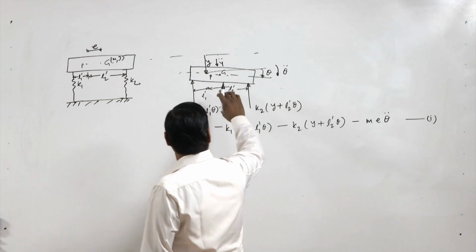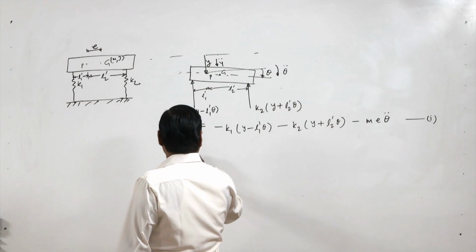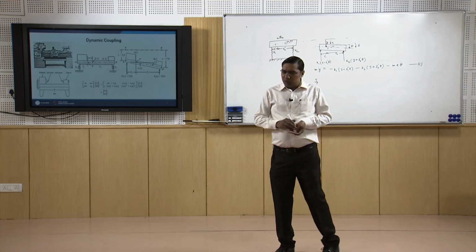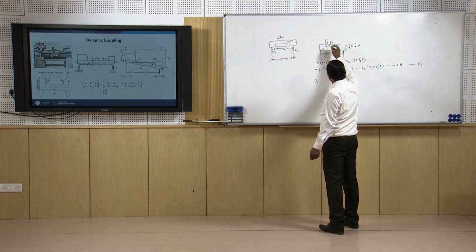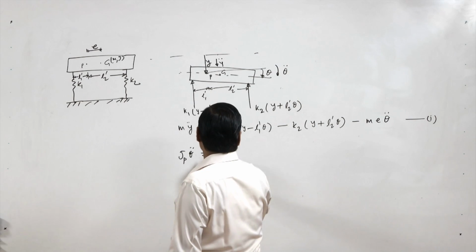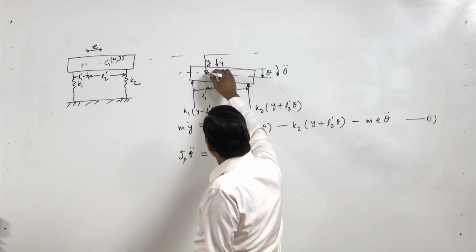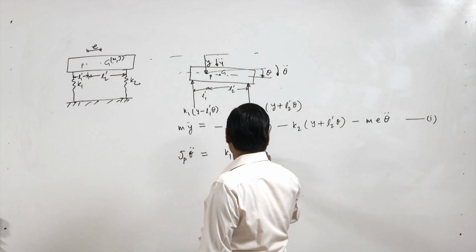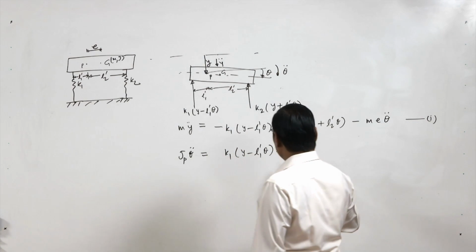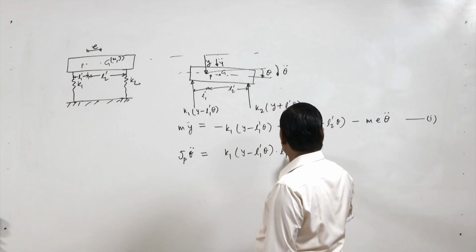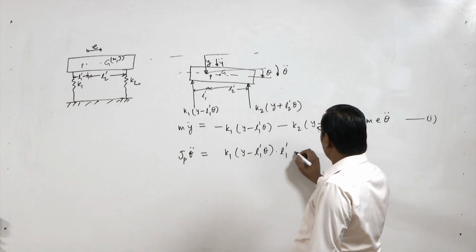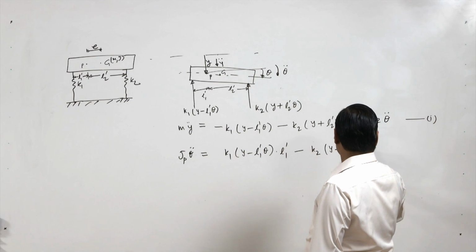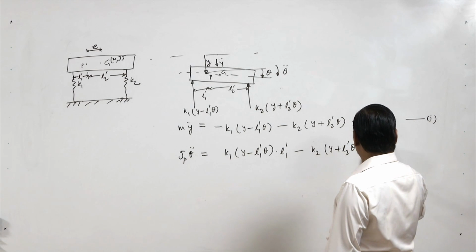Similarly, for the angular degree of freedom, Jp is the moment of inertia about the point P. So Jp into theta double dot equal to, now about this point theta double dot is clockwise, so this is giving clockwise, so it is k1 (y minus L1' theta) into L1', however it is giving opposite, so minus k2 (y plus L2' theta) into L2'.